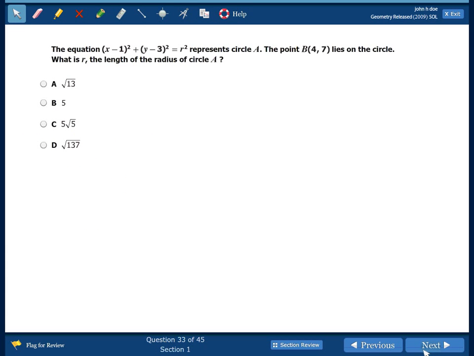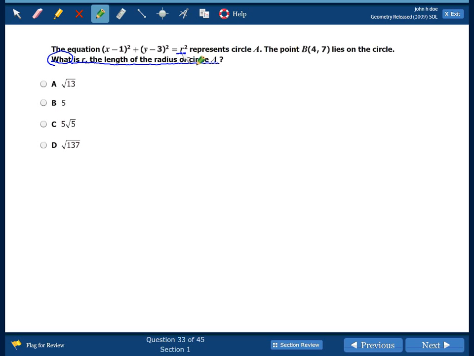The next problem, the key word is "what is r, the length of the radius of circle A." So then let's read the problem in its entirety because we don't have enough information to solve it. The equation (x minus 1) squared plus (y minus 3) squared is equal to r squared represents circle A. The point B (4, 7) lies on the circle. What is the radius r, the length of the radius in circle A?